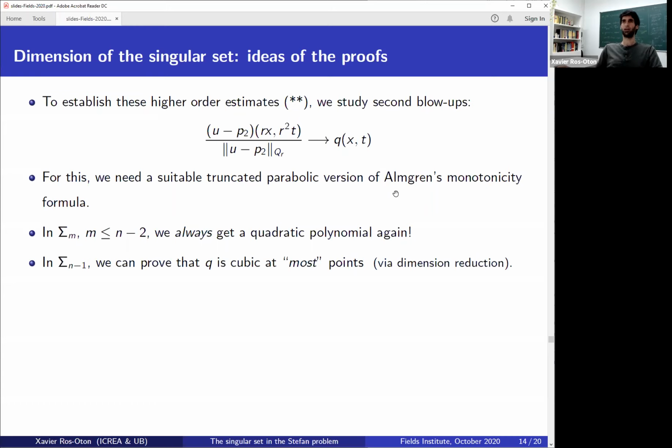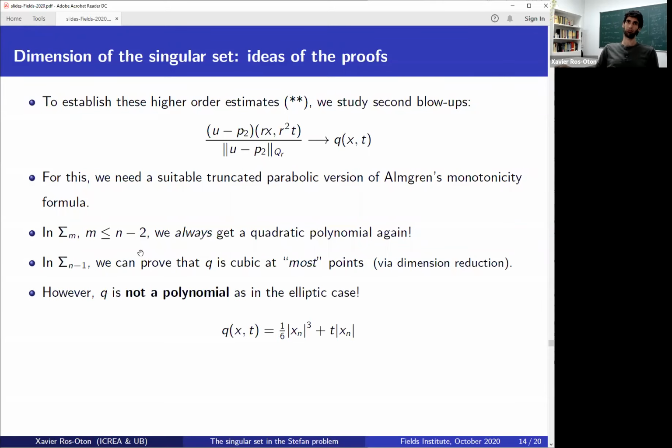Okay, so we use these typical arguments from elliptic PDEs and GMT and minimal surfaces here, but in the parabolic setting and with this truncated Almgren frequency formula. Okay, so via a dimension reduction, we prove that Q is cubic at most points. Okay, now the big difference with respect to the elliptic case comes here, and is that the function Q that we get is not a polynomial. Okay, so this function Q is not a cubic polynomial, but is a function, say in the simplest case, of this type.